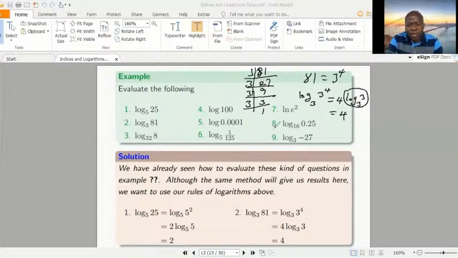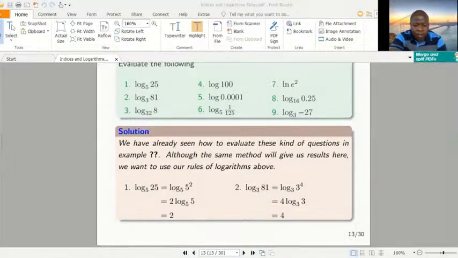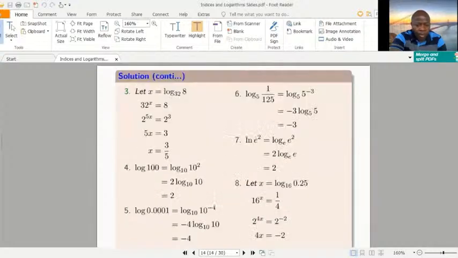And you can see how easy it is to do this kind of thing. Let me show you the workings because I had already done these questions. So we've done question 1 and question 2. We now want to look at question 3, 4, 5, and so on. For the sake of time, let me now show you the workings. Now, the other question that we were asked was to find the log of 8 to base 32.